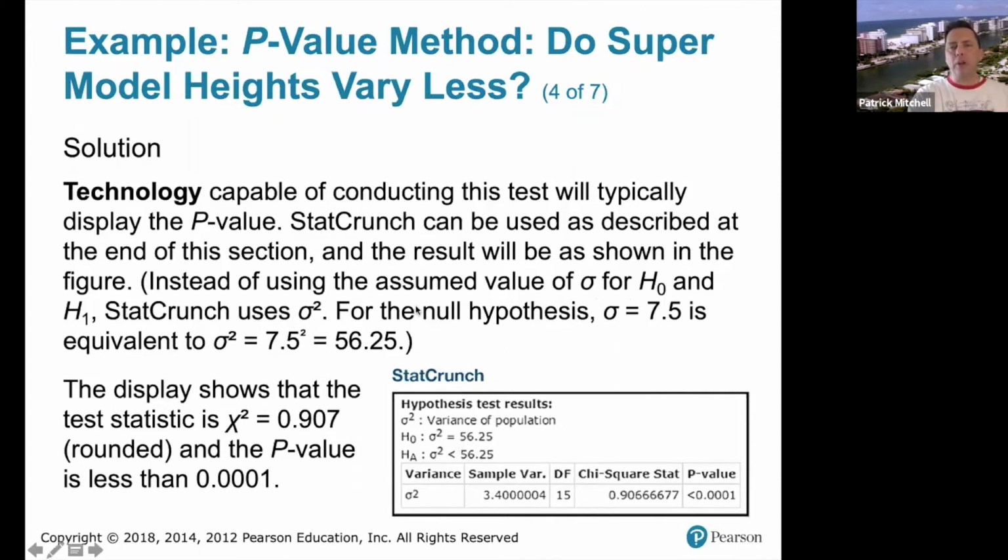But they've gone ahead and pointed out that if you're using StatCrunch, the hypotheses have to talk about the variance instead of the standard deviation. So notice in this case, the null hypothesis will end up being sigma equals 7.5. That's equivalent to saying sigma squared equals 56.25 because that's 7.5 squared.